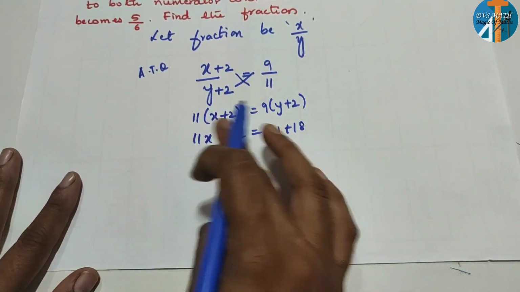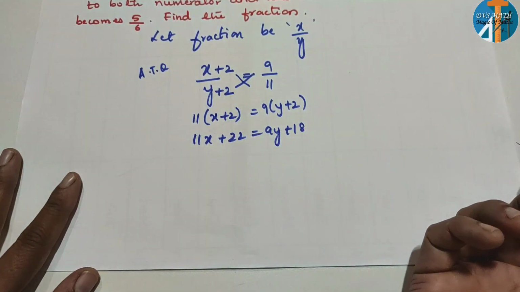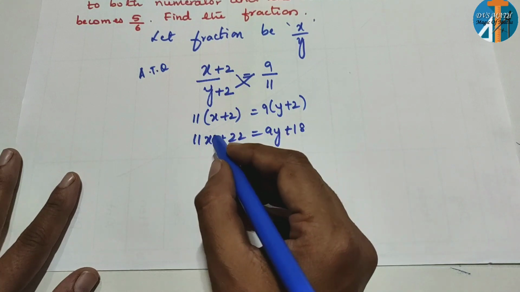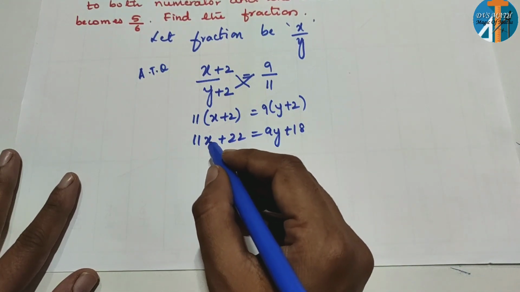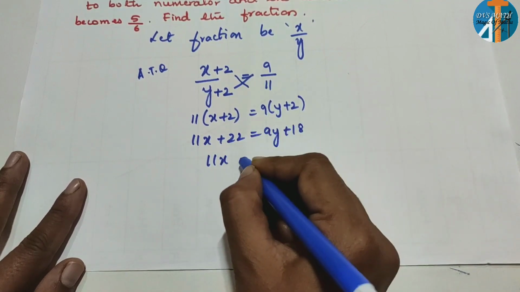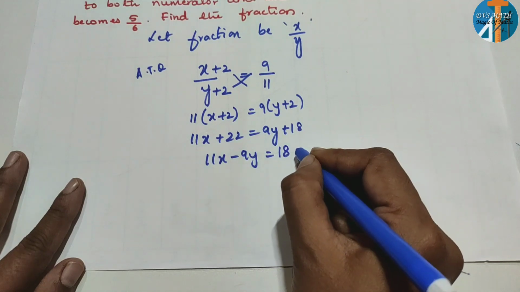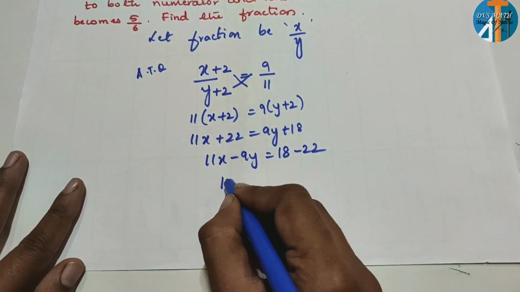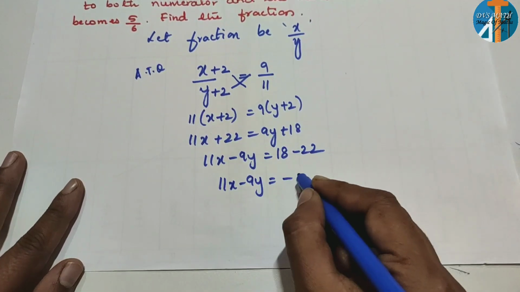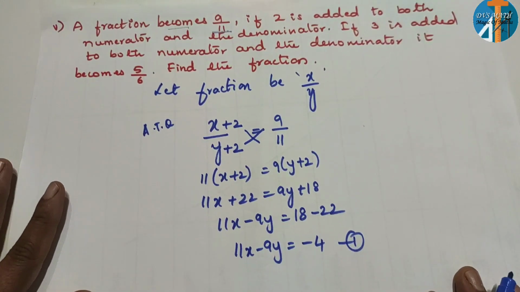So now let us take all these sides, or you can consider the numbers and variables along with that. So what happens here? 11x minus 9y is equal to 18 minus 22. So 11x minus 9y equals minus 4. Consider it as equation 1. I think you got the point.